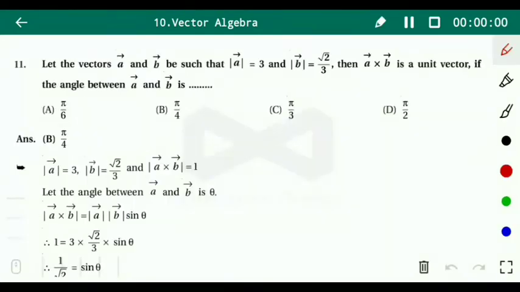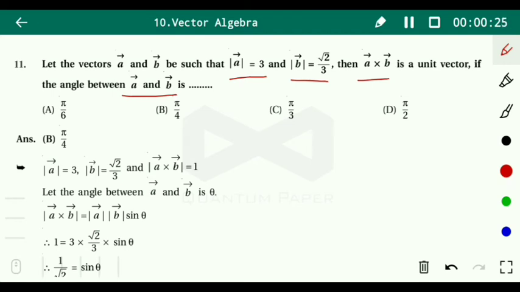Is it clear? Next, question number 11 is the MCQ. Let the vectors A and B be such that the magnitude of vector A is 3 and the magnitude of vector B is under root 2 by 3. Then vector A cross vector B is a unit vector if the angle between vector A and B is question mark. So we have to find out the angle between vector A and B.